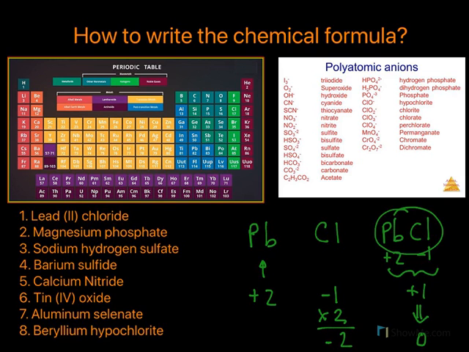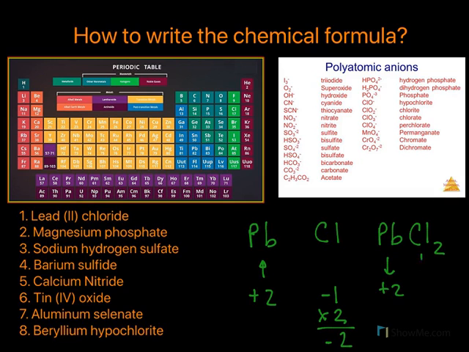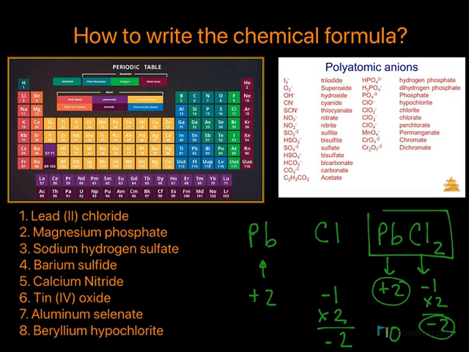So we write the formula as such. We will write it 1 lead and then 2 chlorine atoms. So now this is a plus 2 charge. This is a minus 1 times 2. That's a negative 2. Plus 2 plus a negative 2, this whole thing then is equal to a 0 charge, or a neutral charge. So this is the chemical formula for lead 2 chloride.